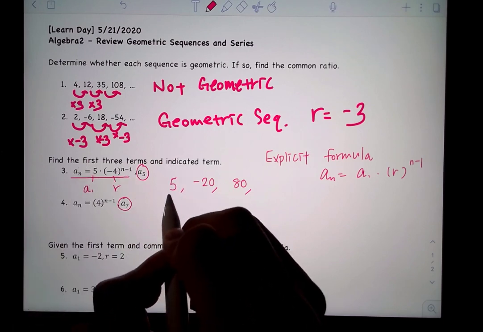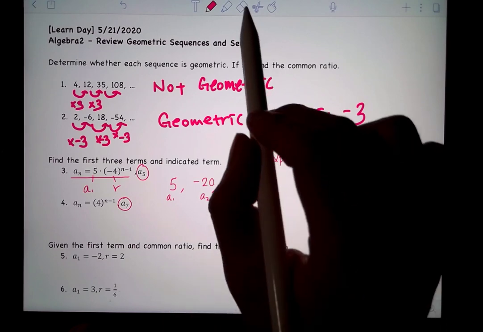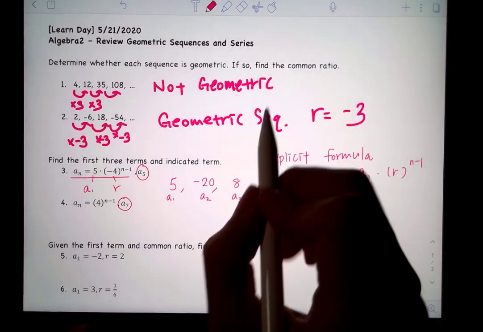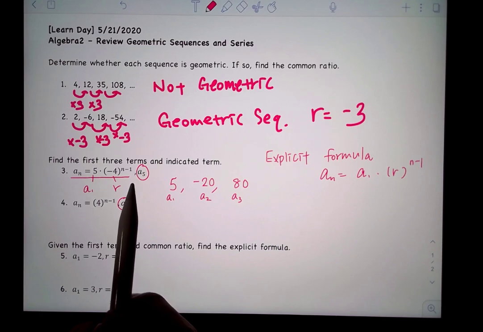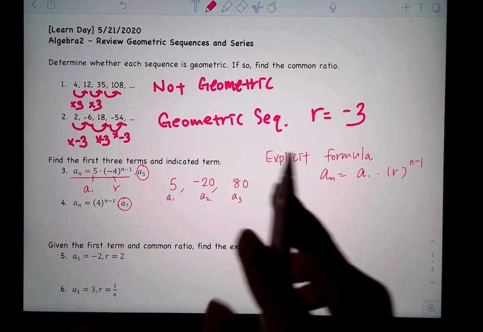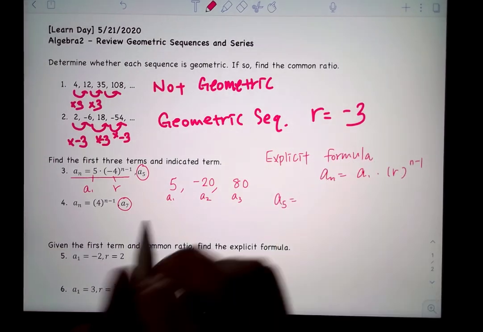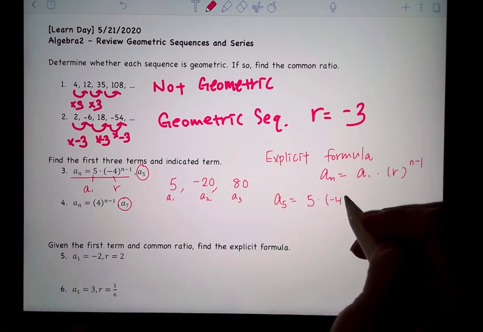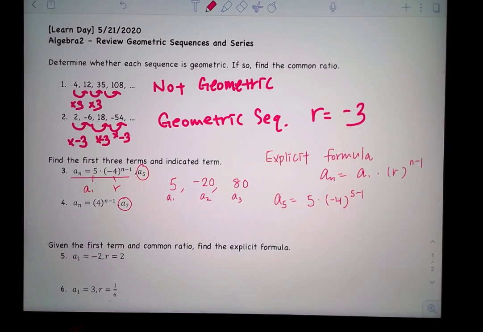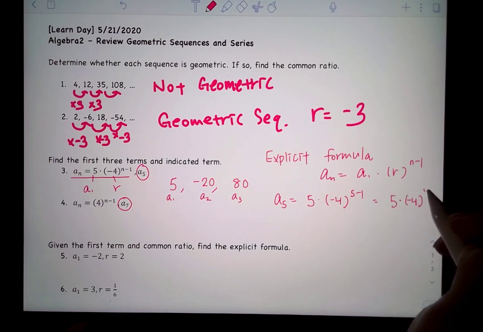So this is A1, A2, and A3, right? So we got the first 3 terms. Oops. And what? We're not done yet. We need to find A5, right? So for that one, I will plug in the number. So my A5 equals, you just put 5 into n, right? So 5 times -4 to the 5 minus 1, like this. Alright, then that is 5 times -4 to the 4 power.